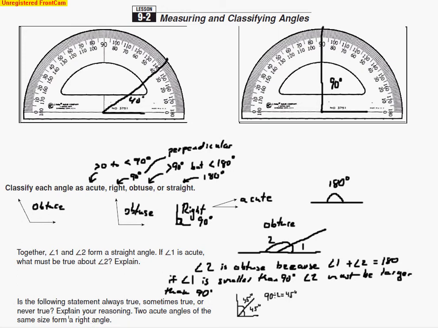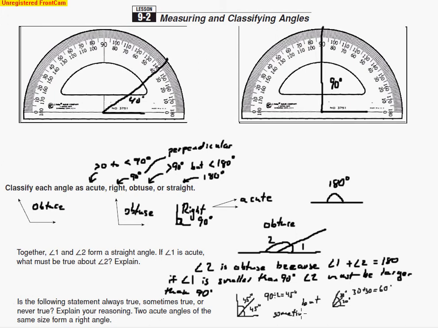But is every one that way? So is the following statement true? Explain the reason two acute angles of the same size form a right angle. Yes, these two do, but if I had another one, let's say I have 30 degrees as one of the angles. Let's go ahead and draw that real quick. Here's my 30-degree angle right here, and then I have another 30-degree angle right here. Do those form a 90 degree? No, they don't. See, 30 plus 30 only adds up to 60 degrees. So we would say sometimes true.